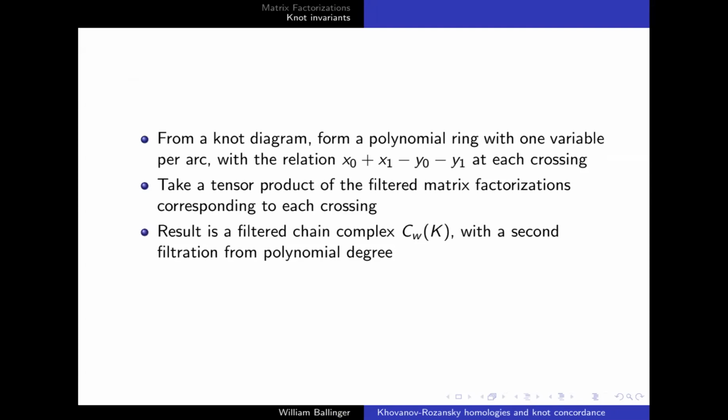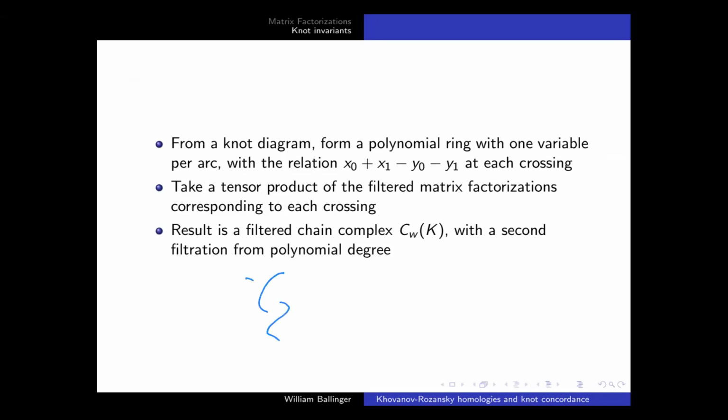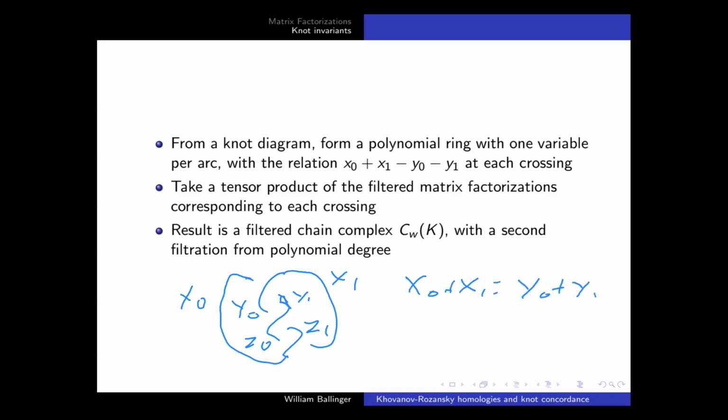So then starting from any knot diagram, let me just draw a quick example. Say the trefoil, we start by taking a polynomial ring with one variable for every arc of the diagram. So here we have x0, x1, y0, y1, and z0, and z1. And then we're going to impose those same relations we imposed earlier in order to get the factorization we were talking about earlier at every crossing. So here we have x0 plus x1 equals y0 plus y1 equals z0 plus z1.